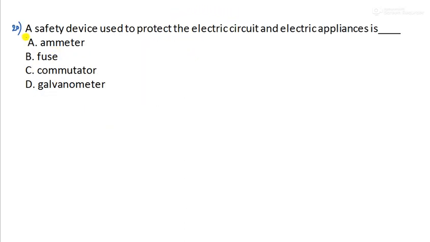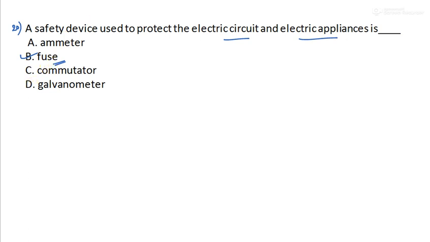Okay, next question. This is question number 20. A safety device used to protect the electric circuit and electrical appliances is dash. So what is that? It is fuse. Fuse is used mainly to protect from short circuit. Electric circuit and electrical appliances are protected with the help of what? Fuse. So keep this in mind.